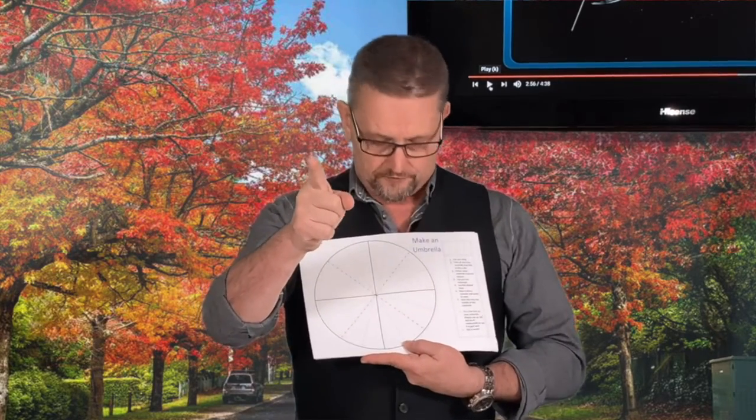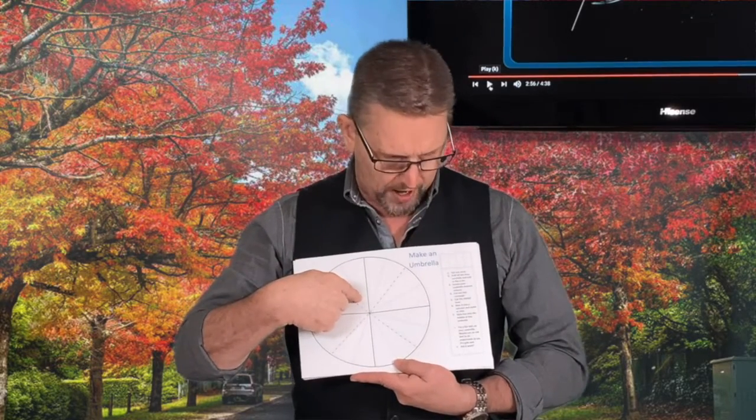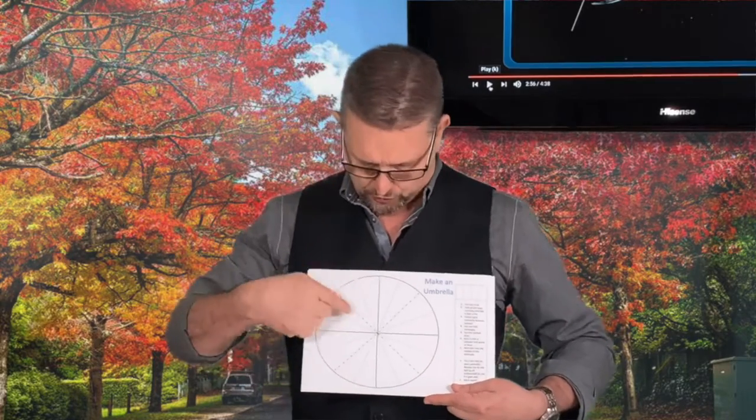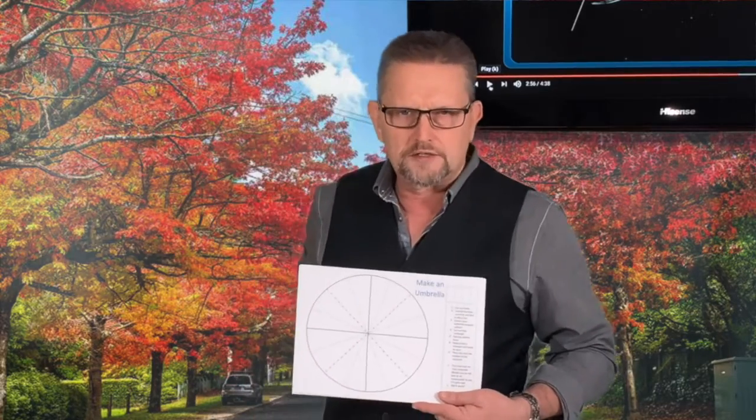So the task that I have set for you, and I'm going to finish this video in just a minute, because in the next video I'm going to show you how to cut this out, fold it up, and make your very own umbrella. All right, so we're doing autumn. You're making an umbrella, but you're going to colour in all of the autumn colours on your umbrella, and then we're going to test your umbrella to see if it works.